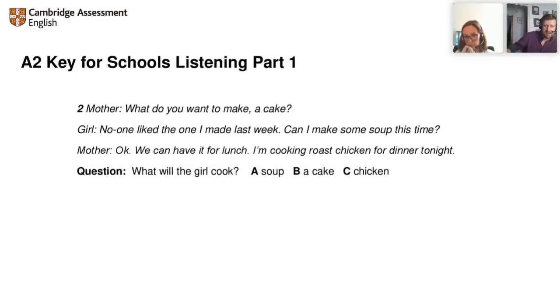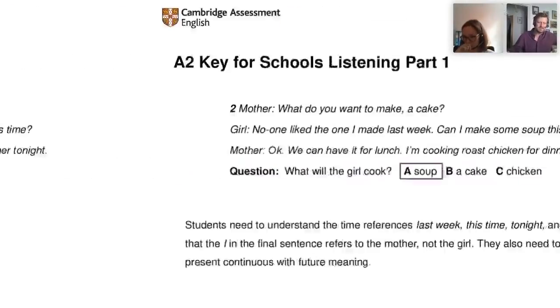Listening, again, quite short input, but all the options are mentioned. Soup, cake, and chicken. Maybe a chicken soup. No, that would be unfair. The answer here is soup. And what are we focusing on? What are we testing here, Victoria?